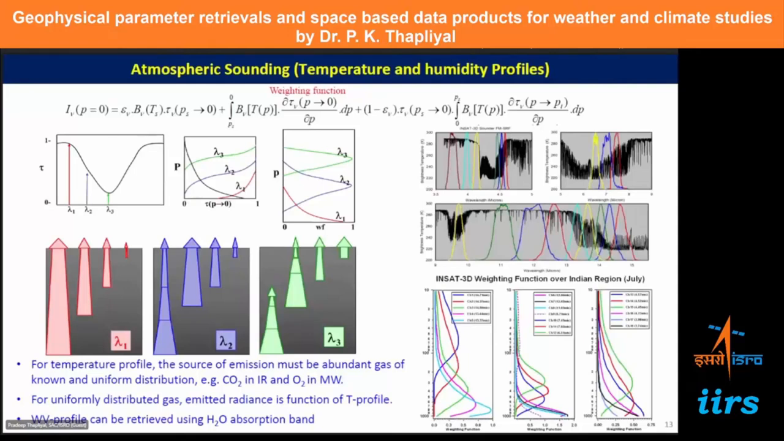For example, if you take atmospheric sounding, in a sounder you are making measurements in a number of channels. If you see from 3.5 micrometer to 15 micrometer, our INSAT-3D sounder has 18 channels making measurements. Channel number 1 is about 3.8 micrometer, then 4 micrometer, 4.2, 4.5, 4.6, 4.7 micrometer. Then in the water vapor absorption band, there are 3 channels at 6.5, 7, and 7.5 micrometer. Then 1 channel in the ozone absorption band around 9.8 micrometer.